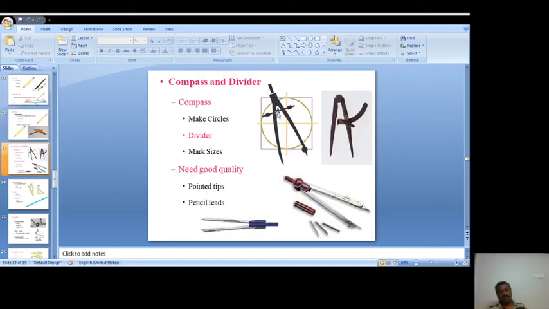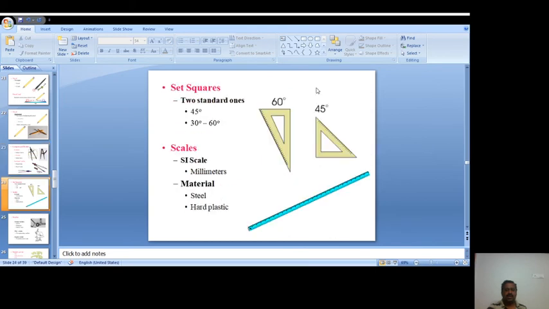You also have instruments like the compass and divider. This is the divider, and this is the compass. To make a circle you need the compass. The divider divides a line into some ratio, 1:1 or 1:2, something like that. You can use this divider for marking pieces. You need good quality, and the pencil needs to be fixed in here. There are two kinds of set square: one is a 45 degree set square, another is a 30-60 degree set square.